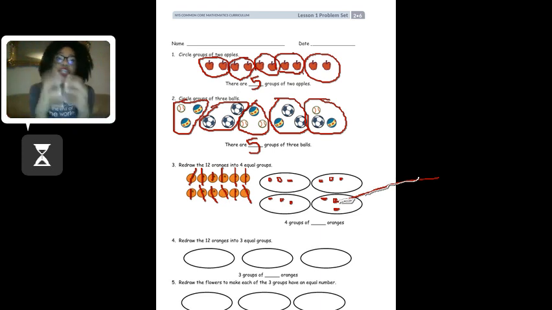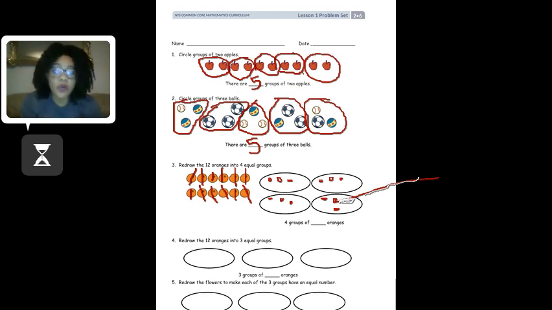That's equal. Each group, 1, 2, 3 in the first, 1, 2, 3 in the second, 1, 2, 3 in our third basket, and 1, 2, 3 in our fourth basket. And if I look over here, all of my oranges are gone. All 12 are gone. And so now let's answer our question at the bottom.